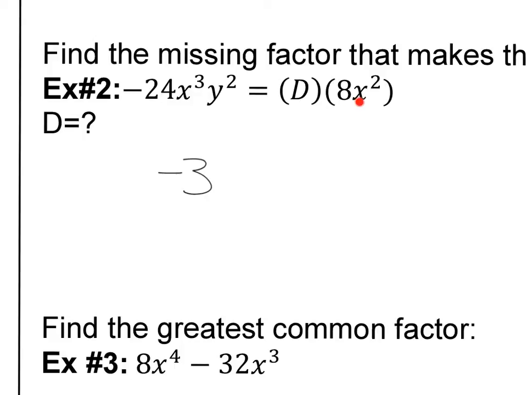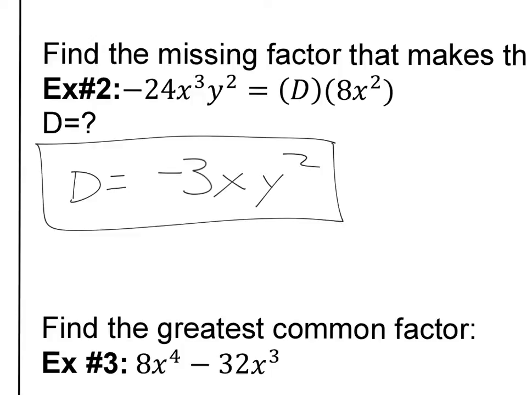But that's not it, because we need to look at the variables as well. So if I had an x squared here, what would I need to get to an x cubed? Well, I would need one more x. And I don't have any y's here, so what would I need to get to y squared? Well, I would need a y squared. There we have it. That must be what d equals. Okay, so you're just kind of using your logic to work backwards and figure out what that missing term has to be.